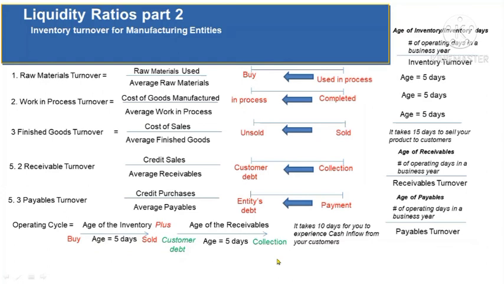Like for example, you can incur debt even if the maturity of the debt is 15 days, because you know you will have cash from customers after 10 days. So that's it for the operating cycle.